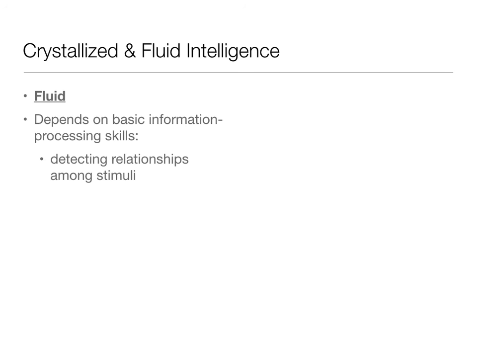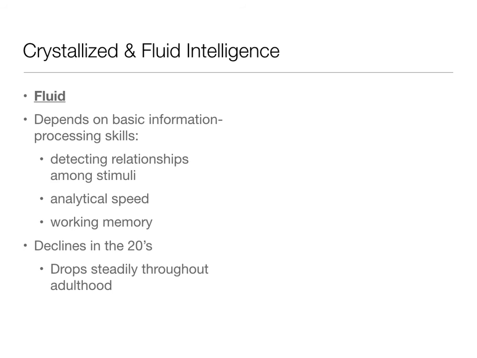So one of which is fluid intelligence, and fluid intelligence is based on information processing skills, okay? And that's the one that we really see the decline in. This is important for detecting relationships among stimuli, analytical speed, and working memory. And again, this is the one that declines, okay? This is the one, the purple line from the previous slide. We really see this starting to decline in the 20s and drop steadily throughout adulthood, okay? So this is an ongoing decline.